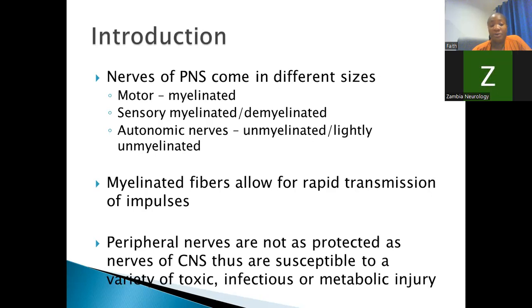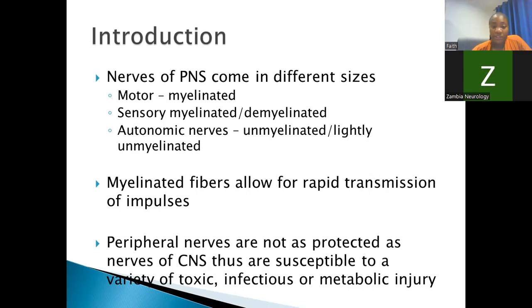So the nerves that are found in the peripheral nervous system come in different sizes. We have the motor nerves that are mostly myelinated, and these are the large sized nerves. Then we have slightly smaller sized nerves than the motor nerves, the sensory nerves, and these ones can be myelinated or demyelinated. And then the smallest size of nerves found in the peripheral nervous system are the autonomic nerves, and most of them are actually unmyelinated, but you can have a few autonomic nerves that are lightly myelinated.